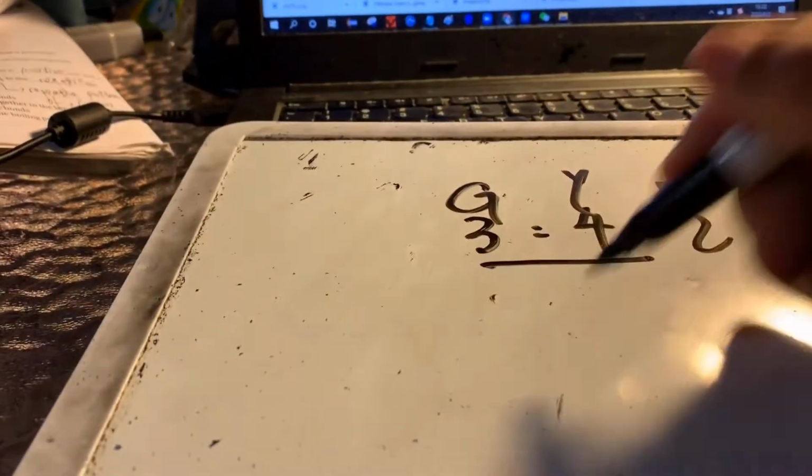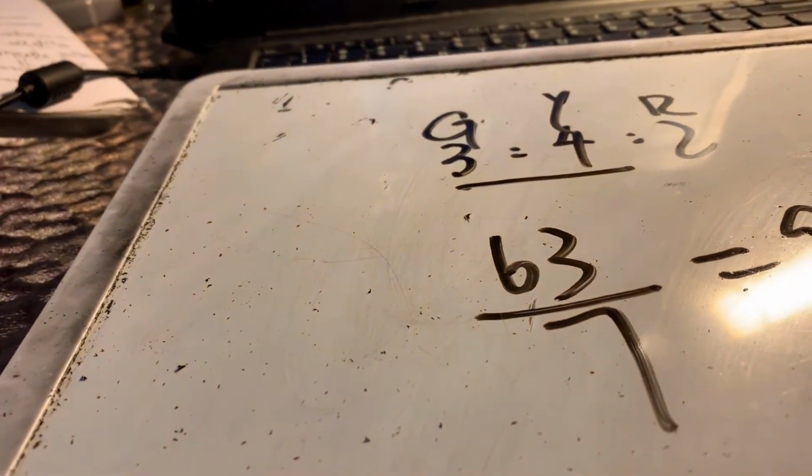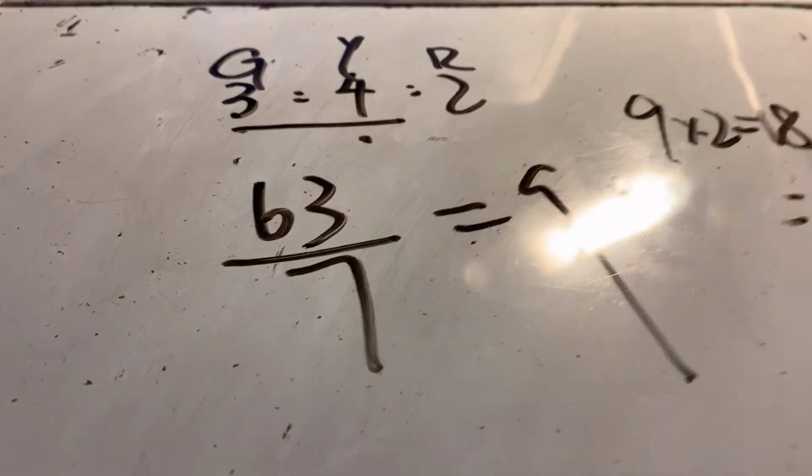Problem 15. The ratio of green marbles to yellow marbles to red marbles is this. If 63 are not red, so which is 63 divided by 7 is 9. So which means each part is 9, and 9 times 2 is going to be 18.